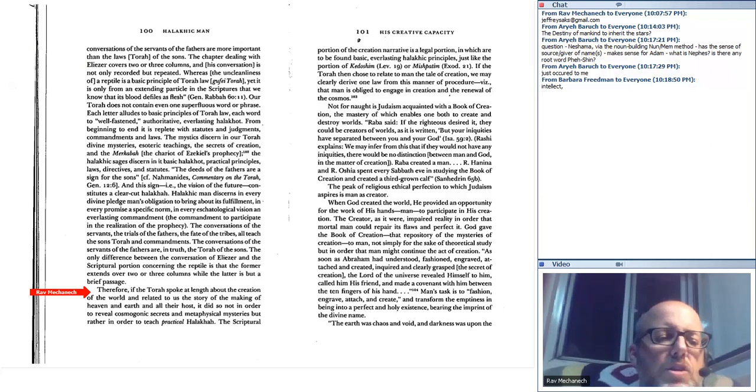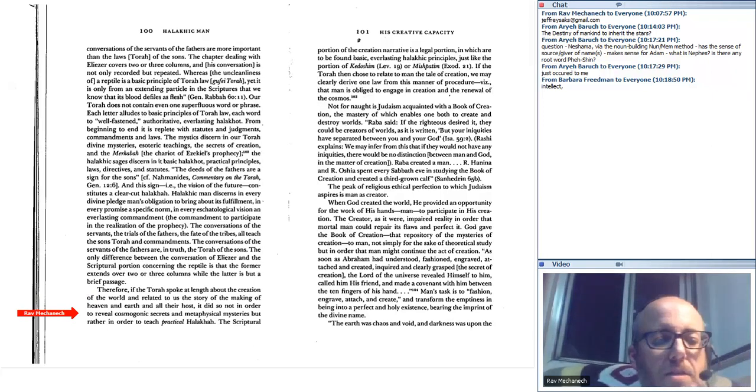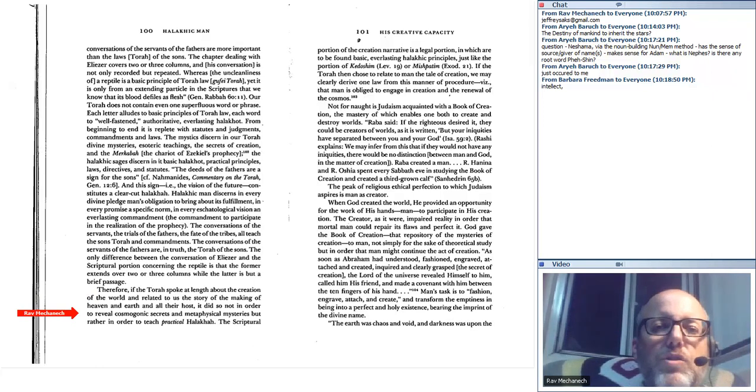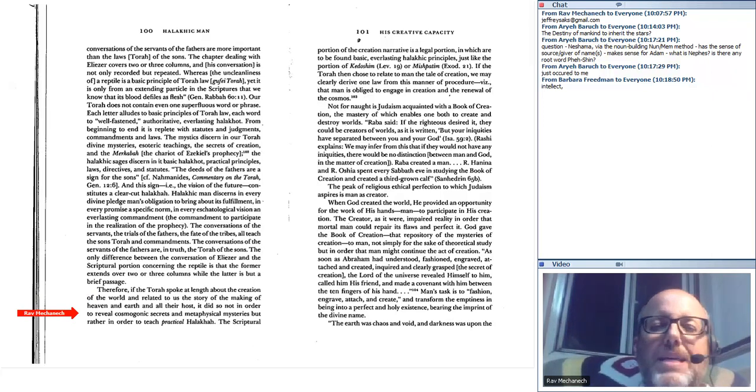So if the Torah spoke at length about the creation of the world and related to us the story of the making of the heaven and the earth and all their hosts, it did so not in order to reveal cosmogonic secrets. Cosmogony is things related to the origin of the universe or the origin of the cosmos. So the Torah doesn't record Maaseh Bereshit in order to tell us things about stellar physics or metaphysical mysteries. Because after all, the Torah is not a science book.